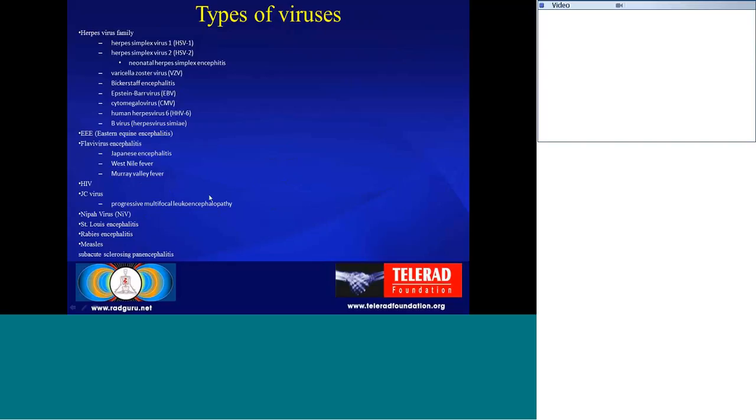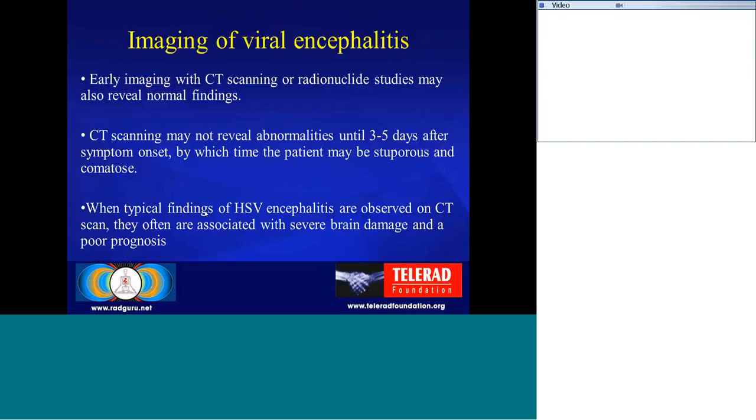There are more than 70 viruses which infect humans, and each type is very difficult to distinguish. Only DNA analysis of the CSF for the virus, and also some of the imaging features, are diagnostic of a specific type of virus. Imaging of viral encephalitis is important first for follow-up of the patient and then for diagnosis. But there are some criteria we should remember: early imaging with CT scanning or radionuclide study may also reveal normal findings.